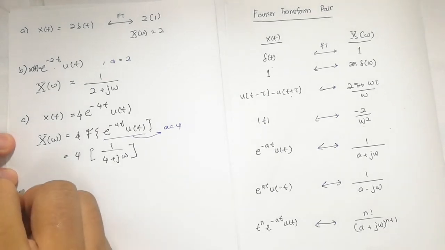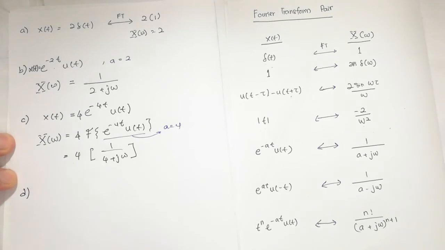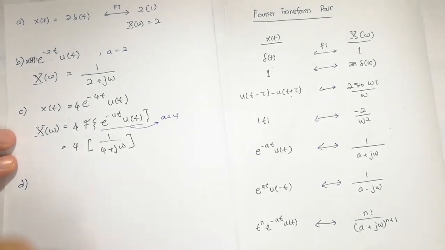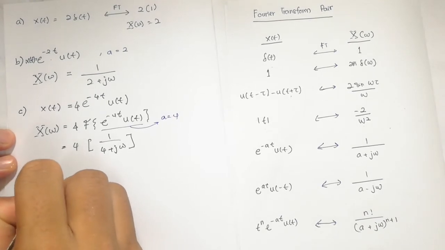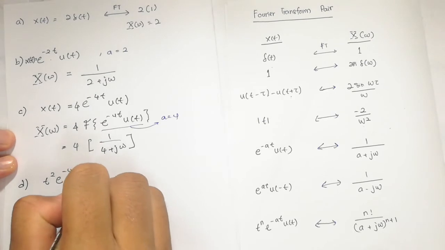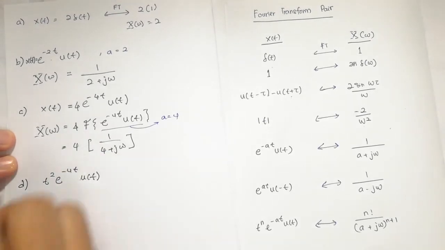You have question d, another example. If you have t squared e^(-4t) u(t), this is x(t).